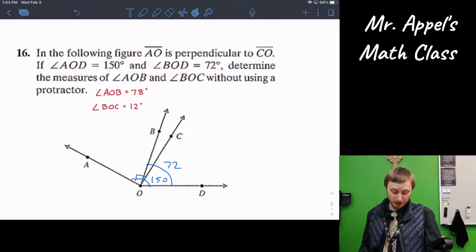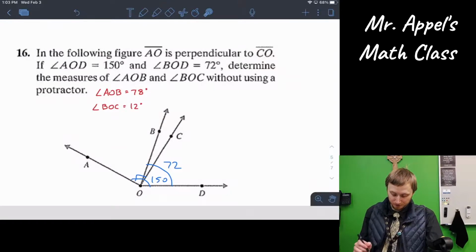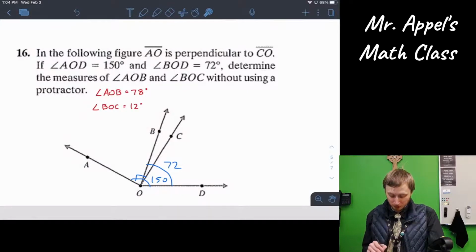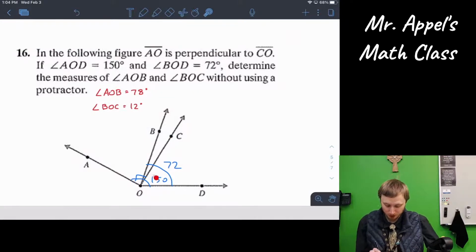And then another, calculate the missing angles here. We are given BOD is 72, AOD is 150, and then AOC is 90. So to find AOB, again, you're just going to subtract what you know from what you are missing. So we have this whole is 150. This is 90 to here, so you can find COD with a straight subtraction there.